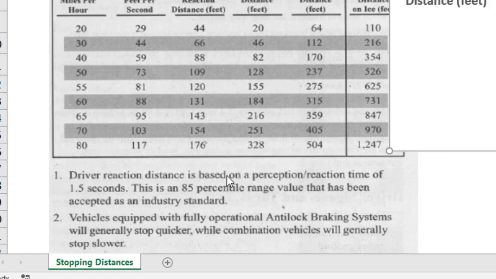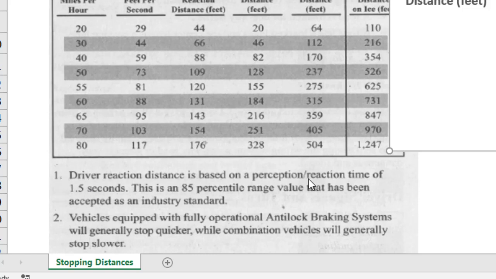Driver reaction distance is based on a perception reaction time of 1.5 seconds. This is an 85th percentile range value that has been accepted as an industry standard. Okay, so don't get too hung up on that second sentence because it's just a Math 243 kind of a stat point. It's the first sentence I want you to think about, and I want you to break it down like this. Don't even worry about this percentile range.